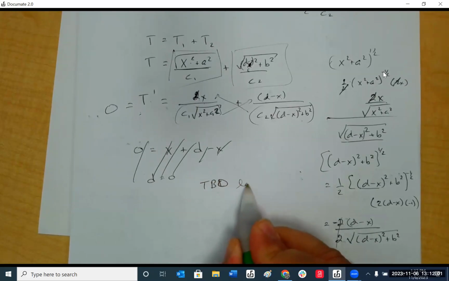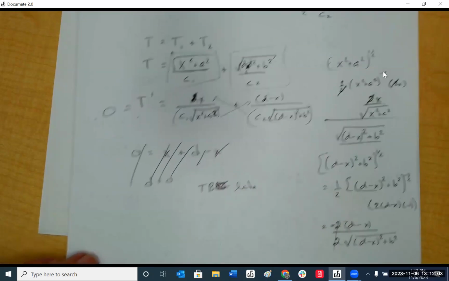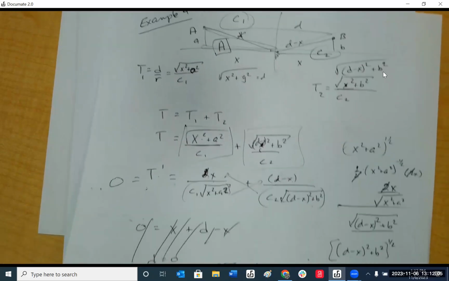To be continued later. I think that is a good plan.